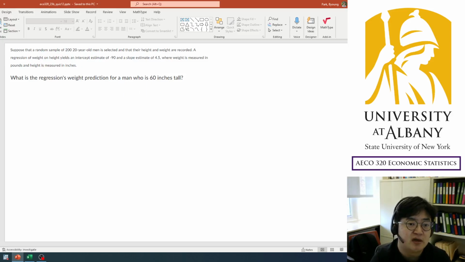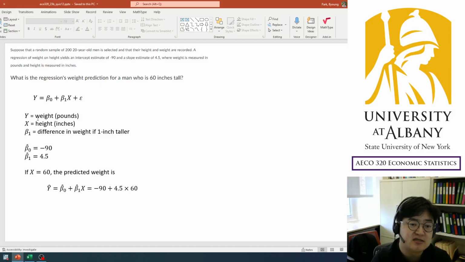Okay, it's simple. Our setup is like this. Y is weight. So I assume that weight is determined by your height. Beta 1 can be interpreted as when you are taller by 1 inch, how much more you weigh. That is beta 1. In the question, beta 0 is estimated to be -90, and beta 1 is 4.5. So if you are 1 inch taller, then your weight will increase by 4.5 pounds.